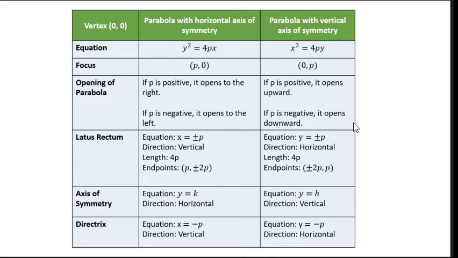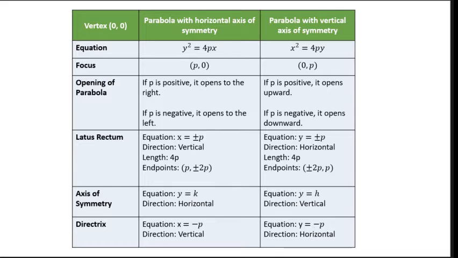In the directrix, the equation for a parabola with horizontal axis of symmetry, its directrix equation is x is equal to negative p. Just get the negative of the value of p. And its direction, of course, it is perpendicular to the axis of symmetry, so it must be vertical. For a parabola with vertical axis of symmetry, the direction of the directrix is horizontal, while its equation is y is equal to negative p.